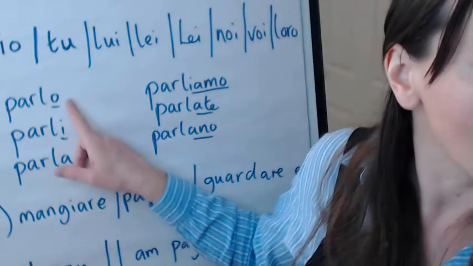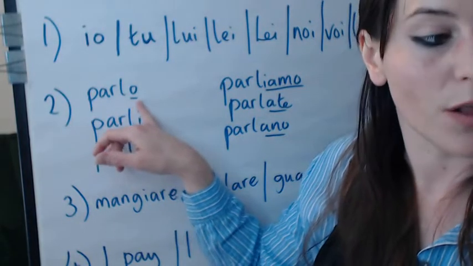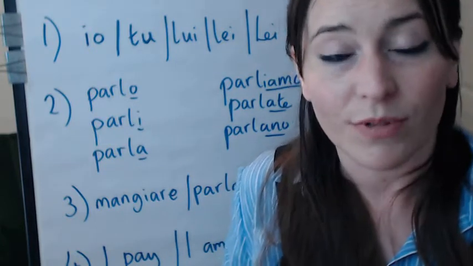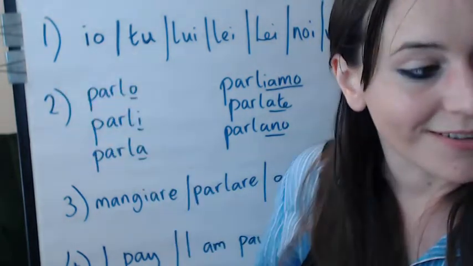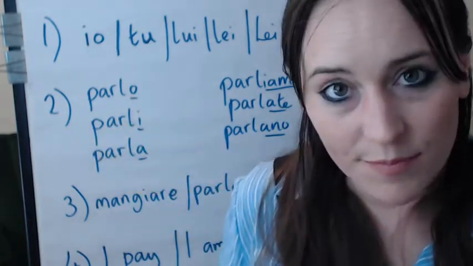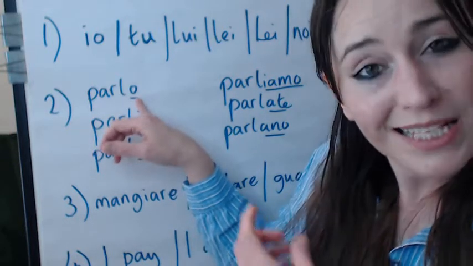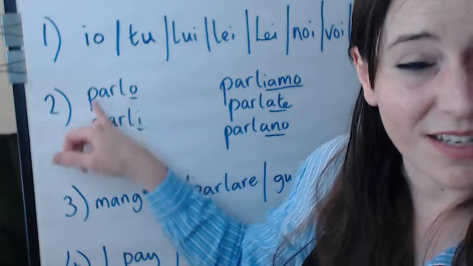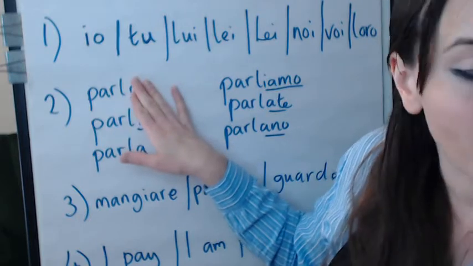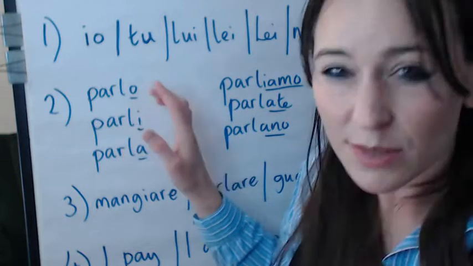So for example, io parlo. You could equally say parlo. You don't need the io, okay? Because you've got an O at the end of that verb. You've taken the verb parlare, you've taken the ARE ending off, and you've added an O. And by adding that O to the end of this stem, parlare becomes parla, and then because you're putting it in the io form, you add an O. That's for like the present tense.